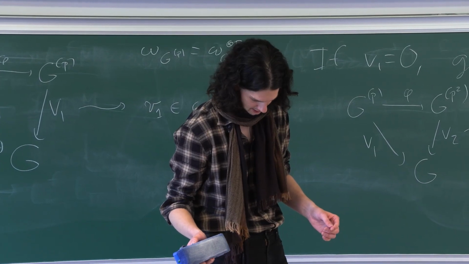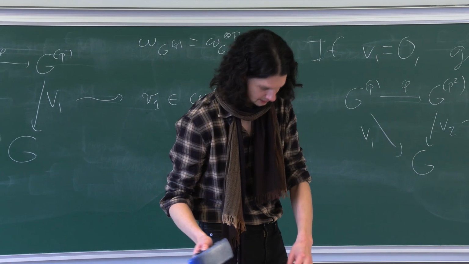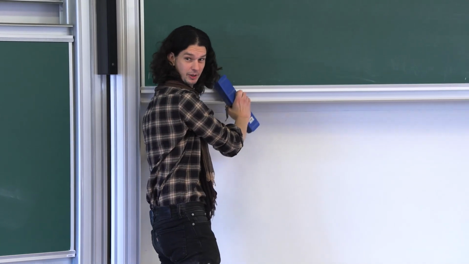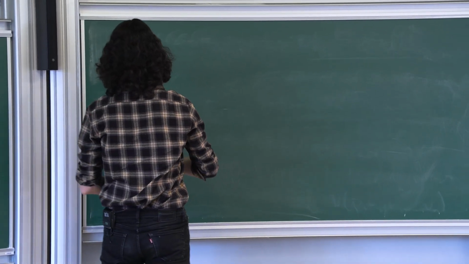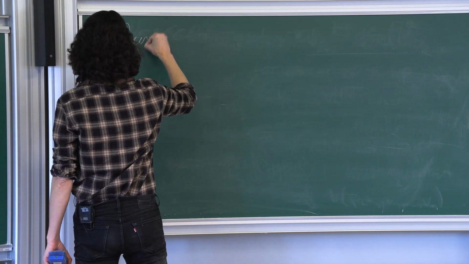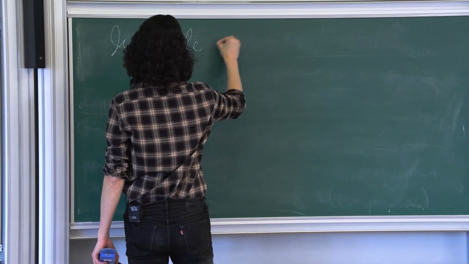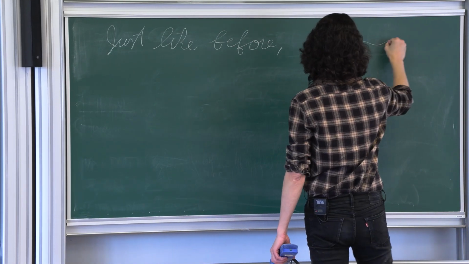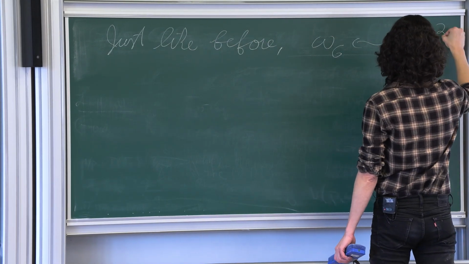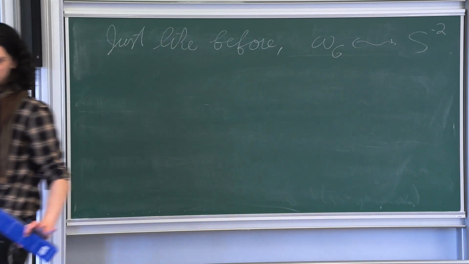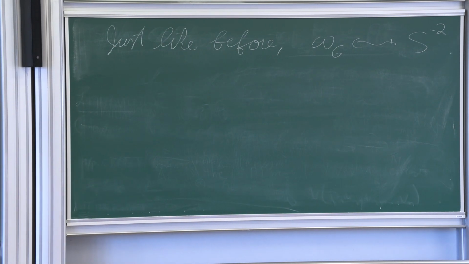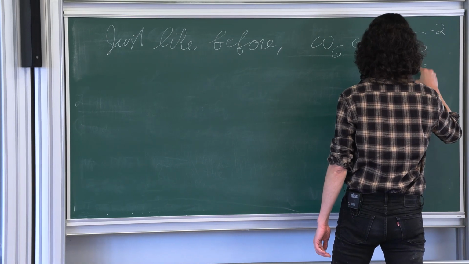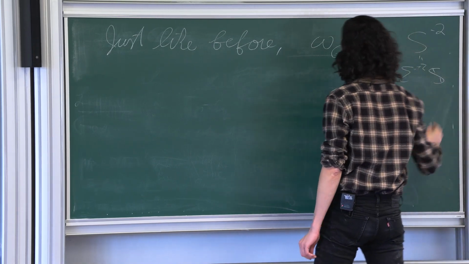Okay. So this is very similar to what we had in stable homotopy theory. It's just like before, with maybe omega G corresponding to, I don't know, the negative 2 sphere, something like this, if you keep track of the degrees. So that's sigma to the minus 2 of the sphere spectrum.